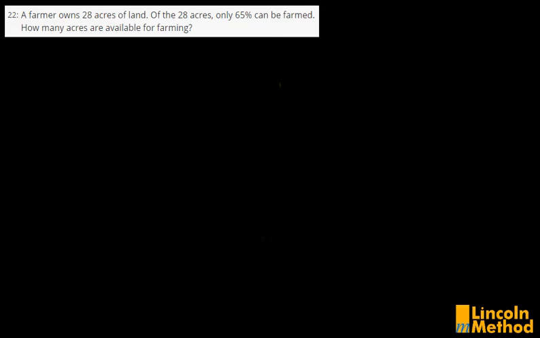A farmer owns 28 acres of land. Of the 28 acres, only 65% can be farmed. How many acres are available for farming?